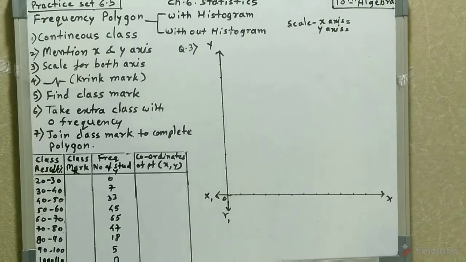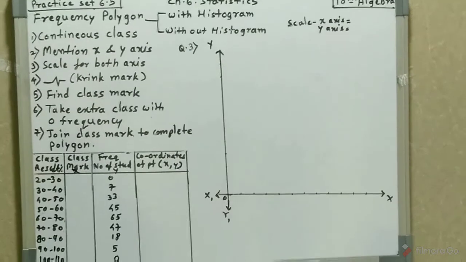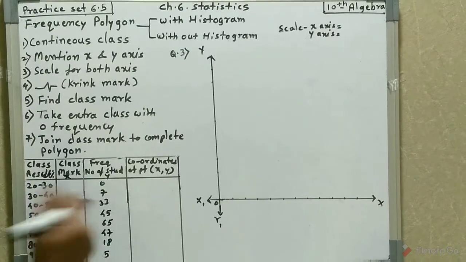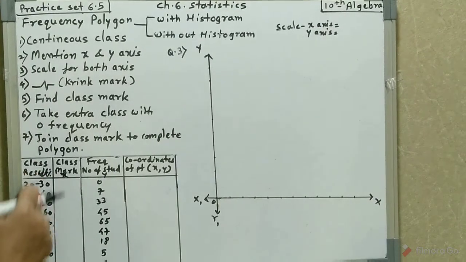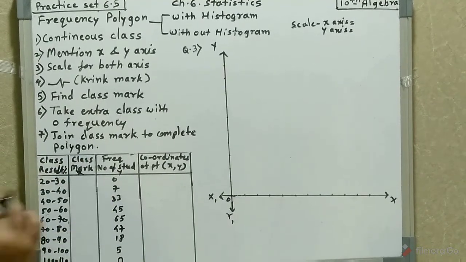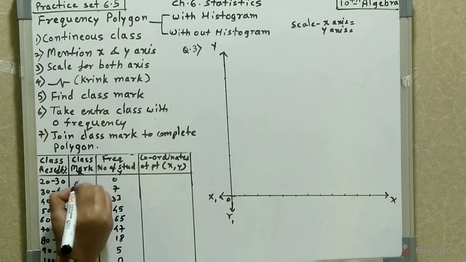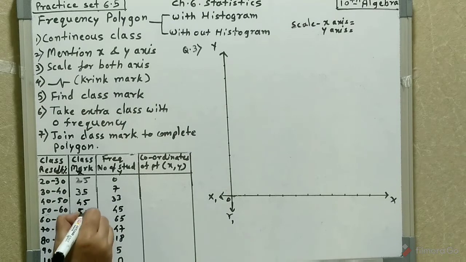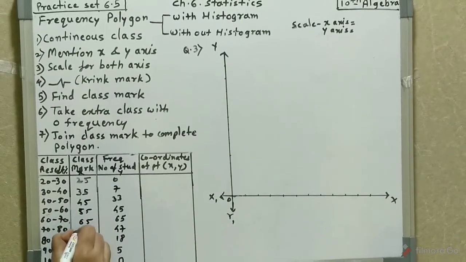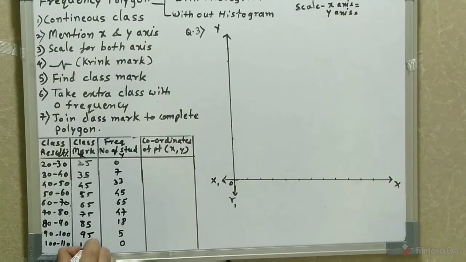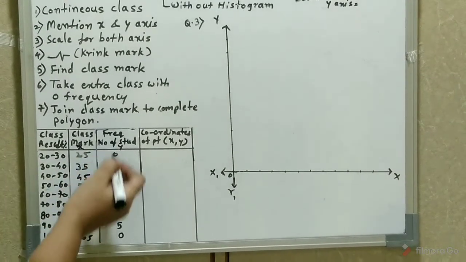We start the third example. The following table shows the classification of percentage of marks of students and the number of students. Draw a frequency polygon from the table. See here the table: class, result in percentage, and the frequency, number of students. First we find the class marks. 20 to 30, class mark is 25. Then 35, 45, 55, 65, 75, 85, 95 and 105. So this is our x coordinate and this is our y coordinate.